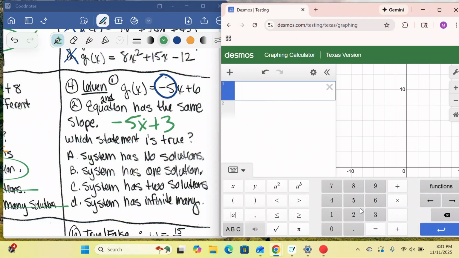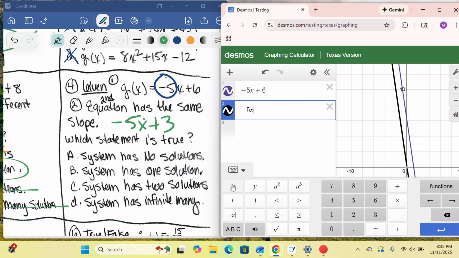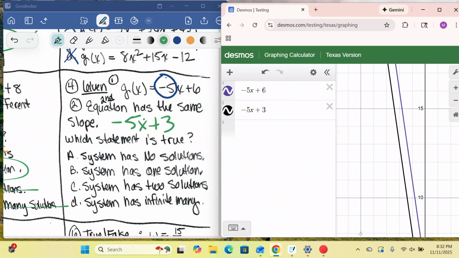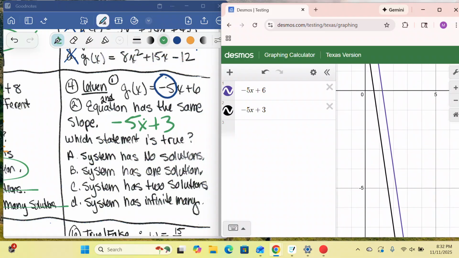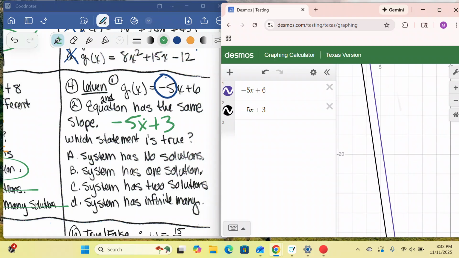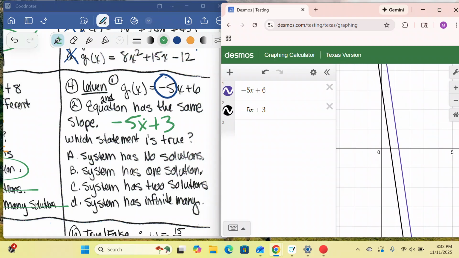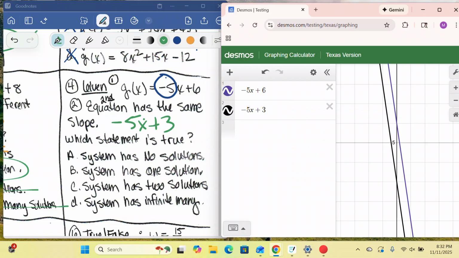I'm going to graph the first one as negative 5x plus 6. And then I'm going to graph the second one as negative 5x plus 3. And then I have to see if it crosses at one point. And you're going to see that lines that have the same slope are never going to cross. You can keep on going up and you can keep on going down. Those lines are never going to cross. Why are they never going to cross? Because the lines are parallel. Anytime that they have the same slope, they have parallel lines and they're never going to cross. They're never going to meet. They're never going to touch each other.